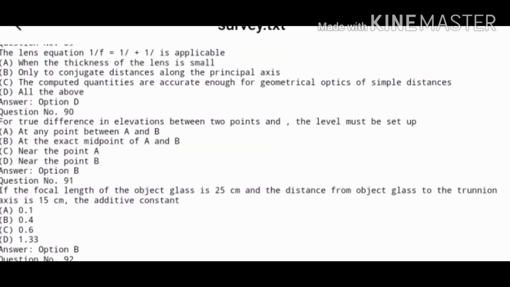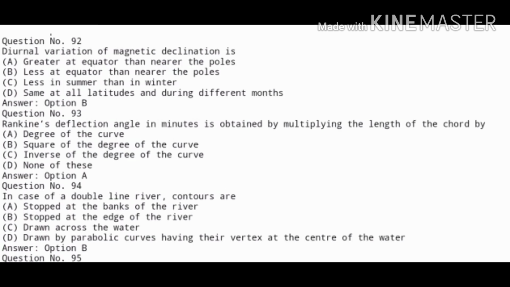For the difference in elevation between 2 points A and B, the level must be set up at the exact midpoint of A and B. The focal length of the object glass is 25 cm and the distance from the object glass to the turning axis is 15 cm. The additive constant is 0.4. The variation of the magnetic declination is less at the equator than nearer the poles.